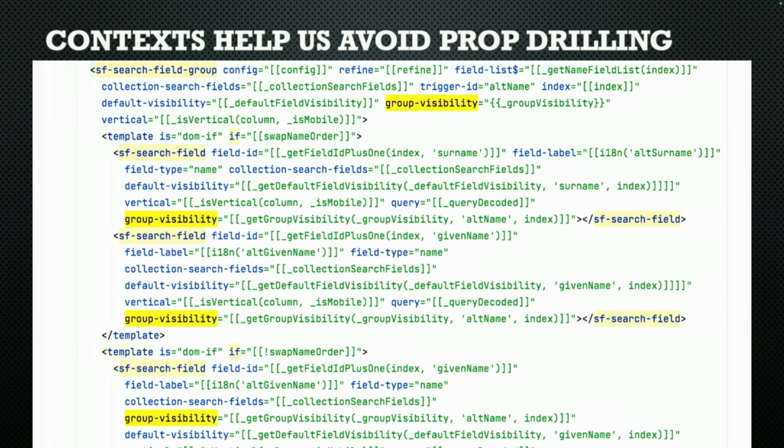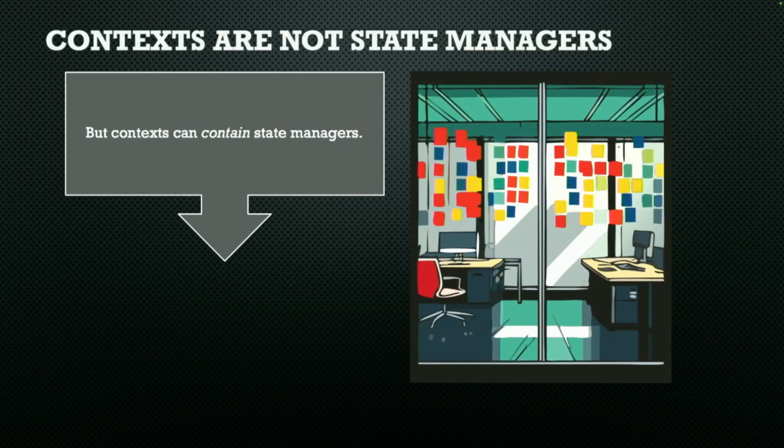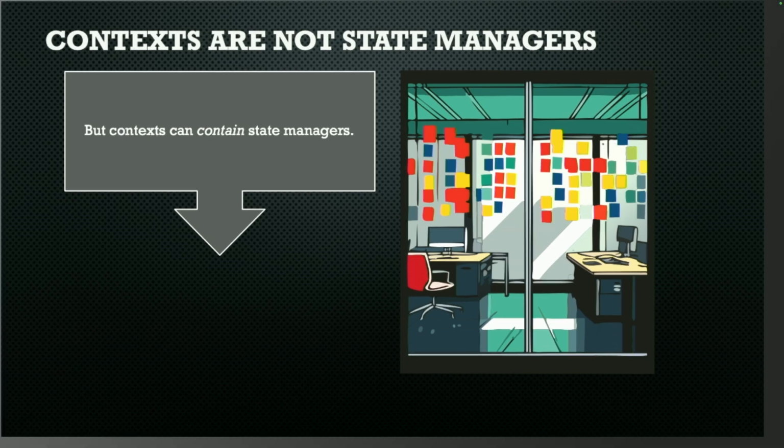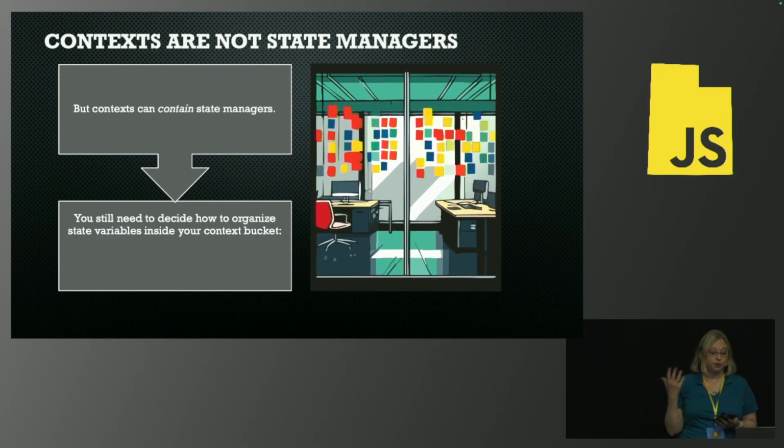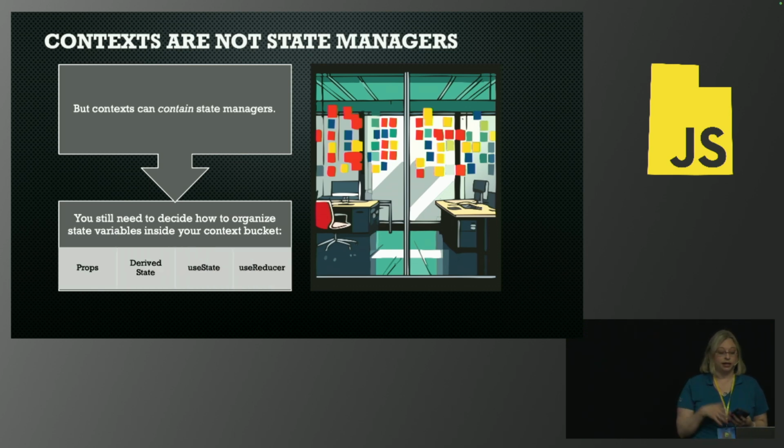So contexts are all about getting away from that prop drilling. But they are not state managers. They are state buckets, but they can contain state managers. So this is where we pull our state variables and our state managers into our context bucket. We can use props, derived state, useState, and useReducer, and we can grab our custom hooks as well. And how we decide that, that's why we get paid the big bucks, right?